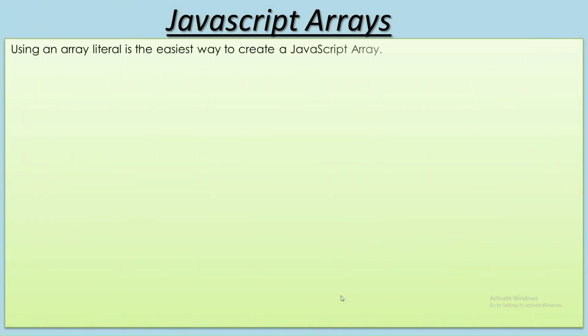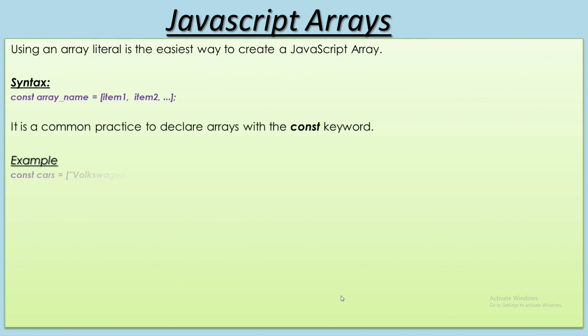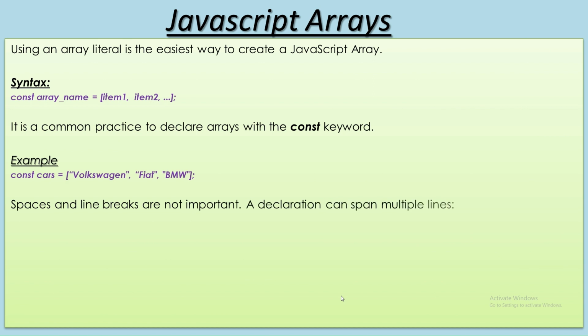Creating an array. Using an array literal is the easiest way to create a JavaScript array. The syntax is const array_name = [item1, item2, ...], with all of this in square brackets. It is a common practice to declare arrays with the const keyword. For example, const cars = ["Volkswagen", "Fiat", "BMW"]. Spaces and line breaks are not important. A declaration can span multiple lines.